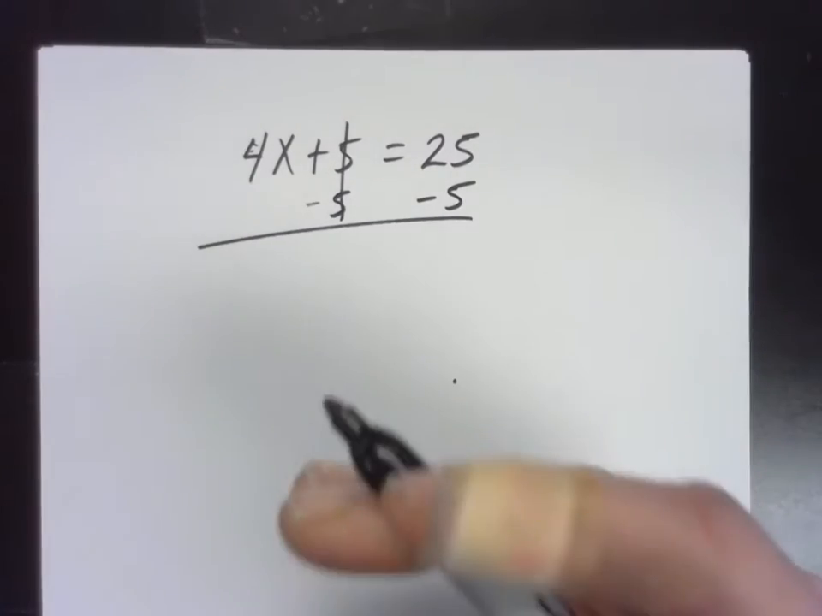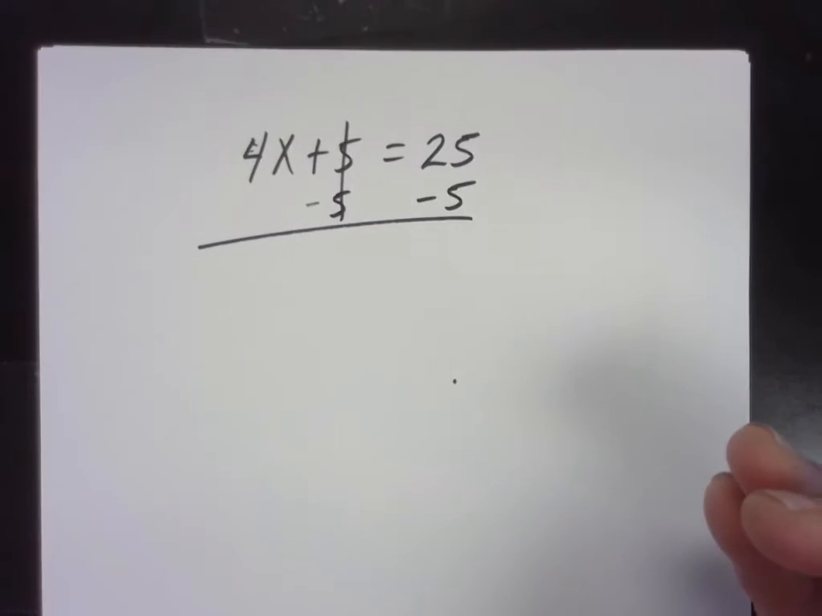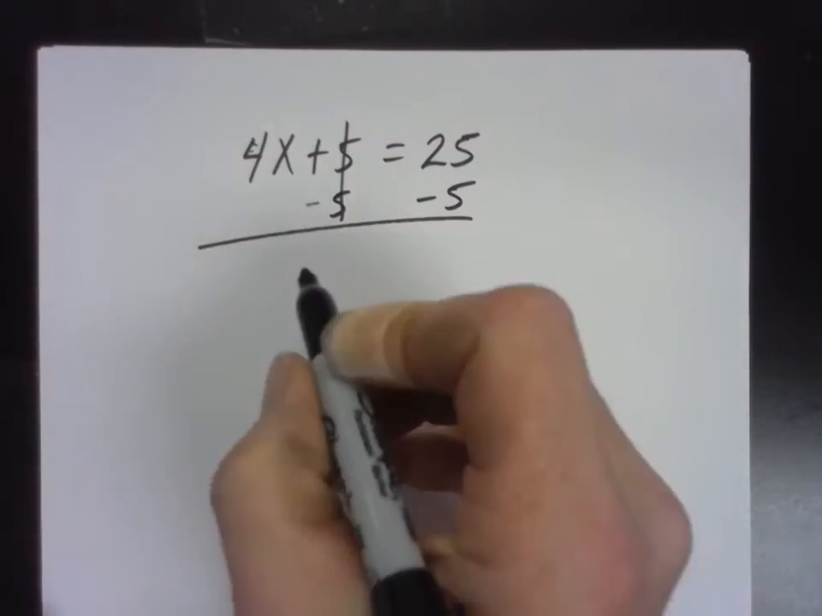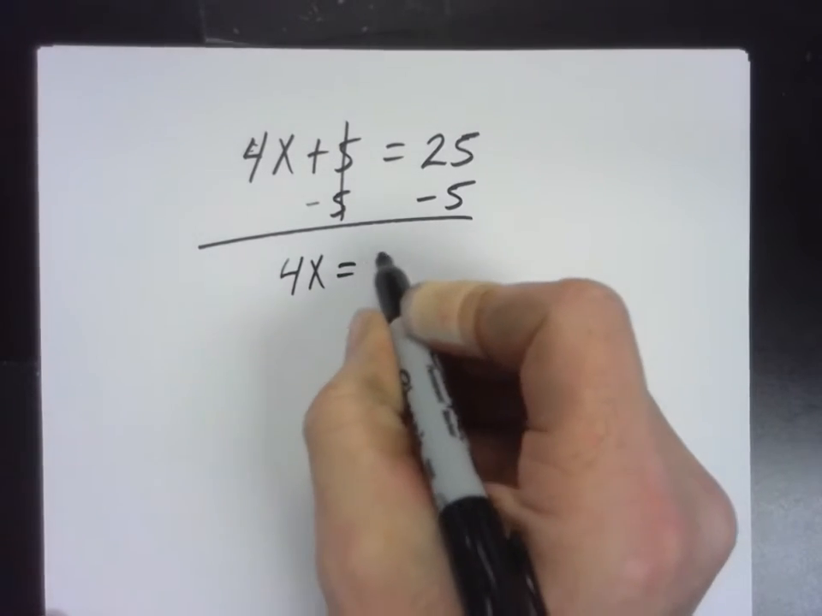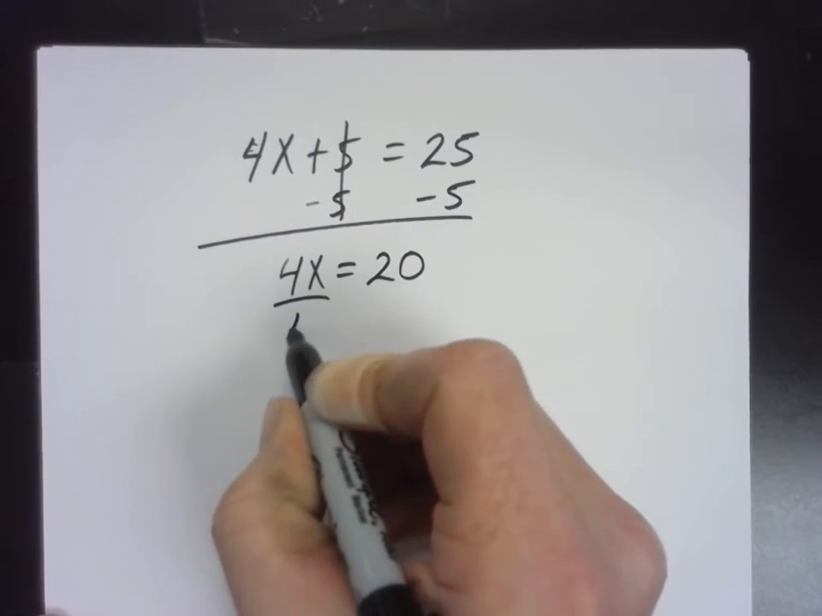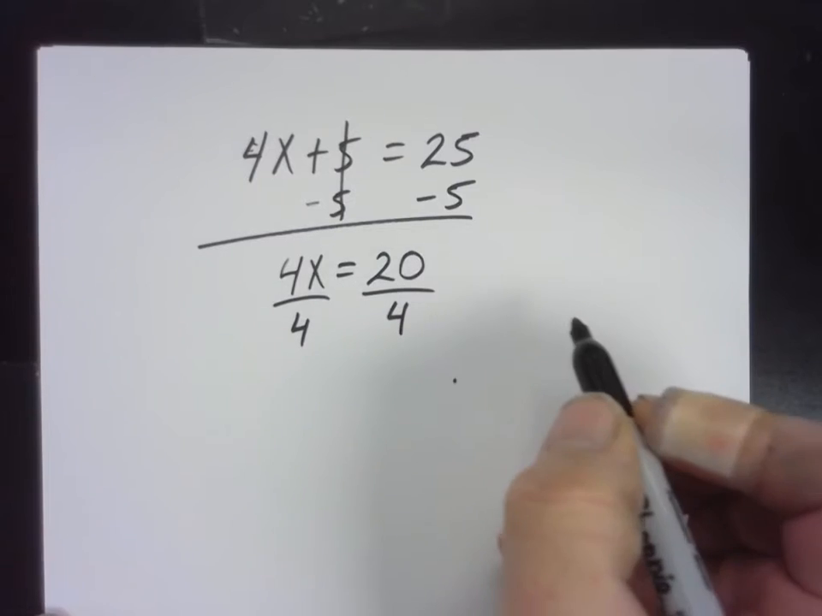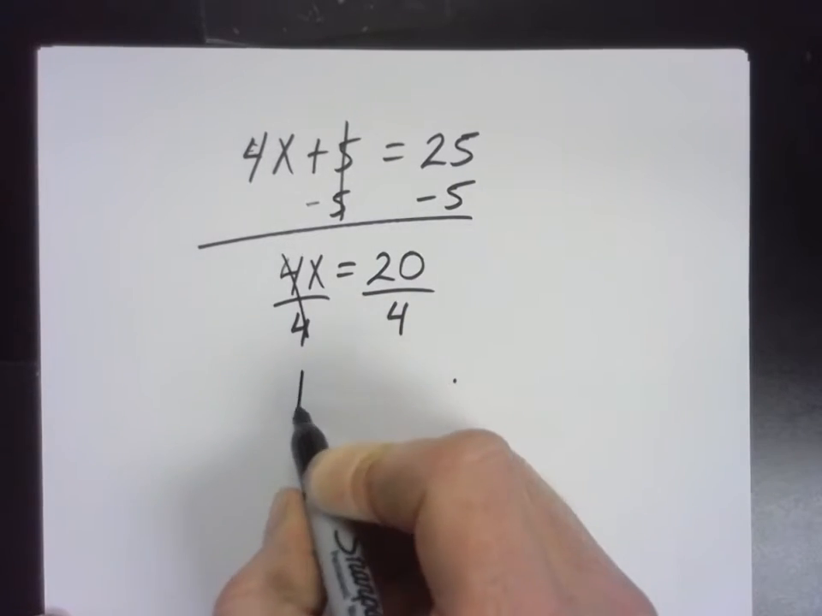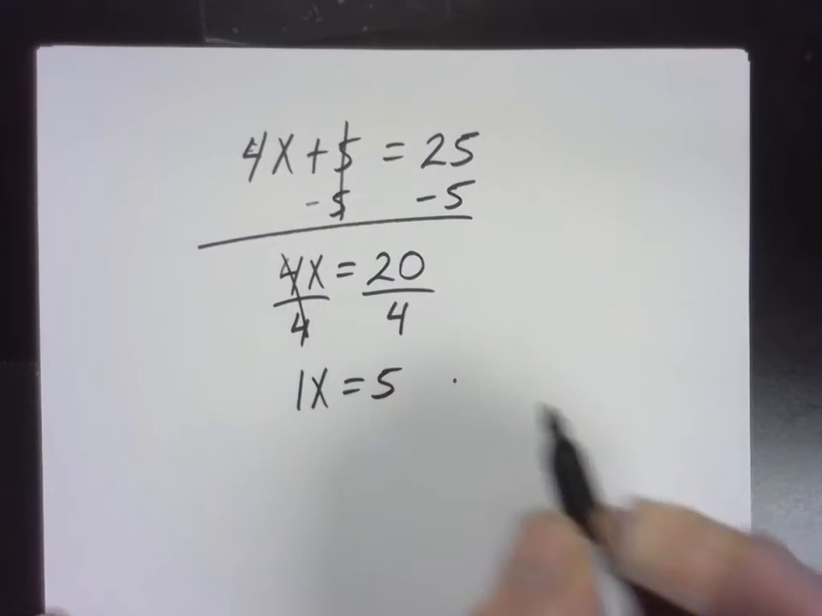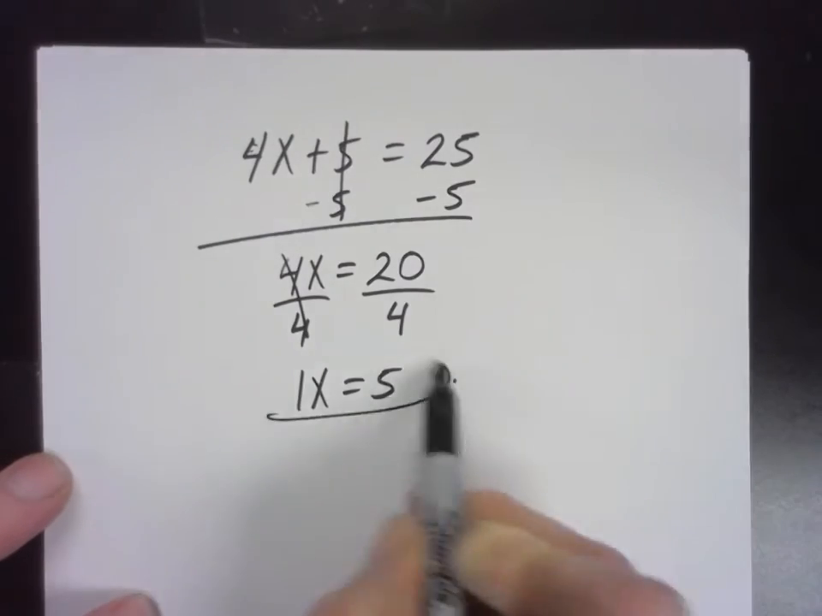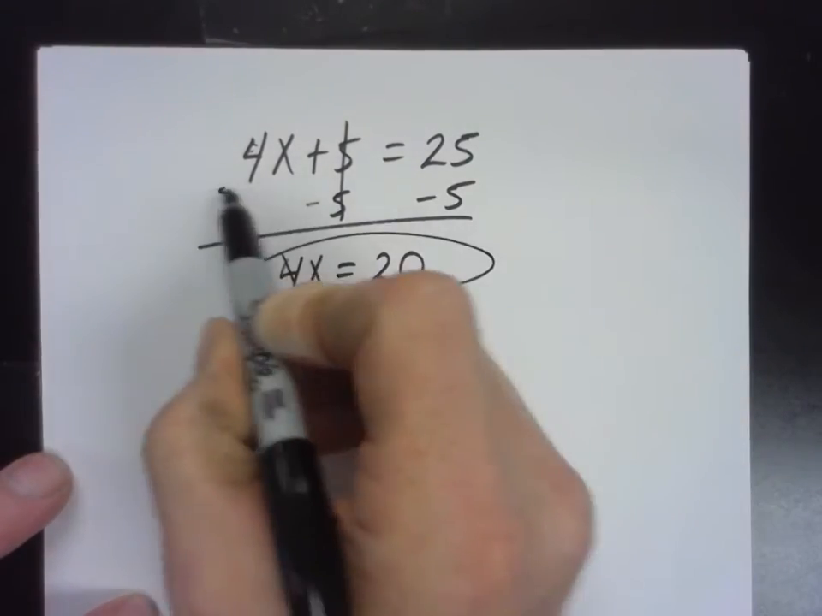Every time we do a step, we rewrite the new equation. And if you don't, it's just not going to happen for you. You're not going to get them right. Okay? So we have 4x equals 20, and then we can just do our last step. We can divide by 4. That way we get 1 times x equals 5. So we have 3 equations here. This one, and that one.